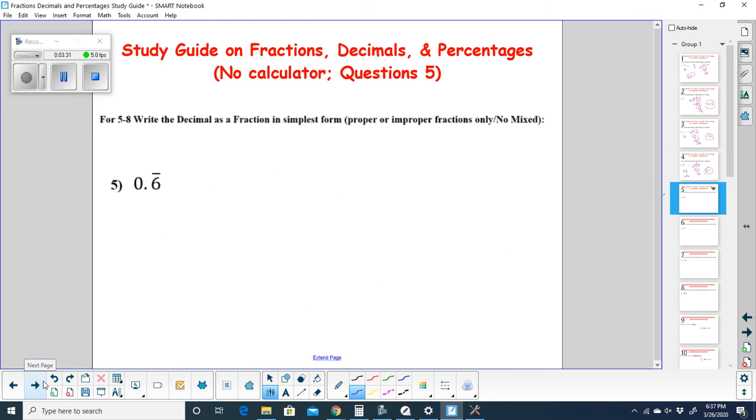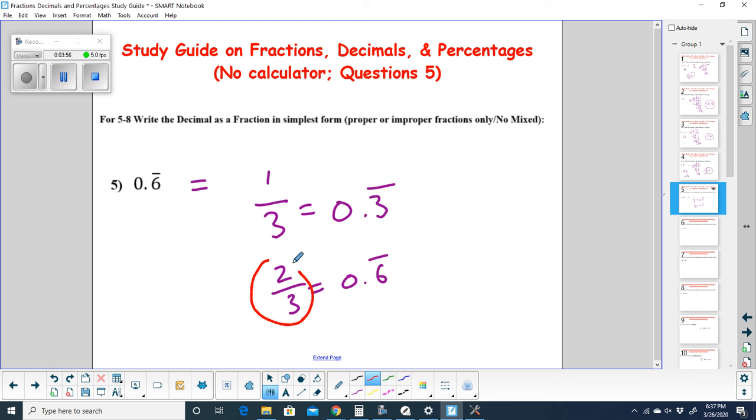Number 5, you're asked to write this as a fraction, whether proper or improper. 0.6 repeated. This is one of these that you need to memorize, that 1/3 is equal to 0.3 repeated. 2/3 is equal to 0.6 repeated. So it means the answer to this question is 2/3.